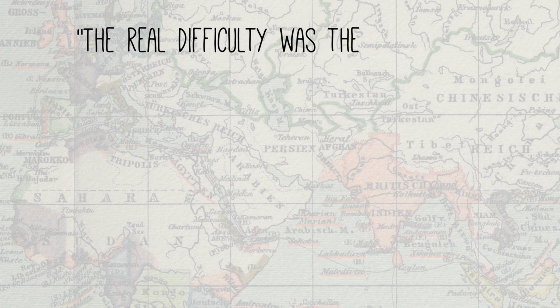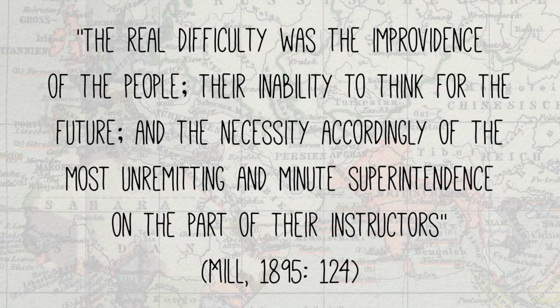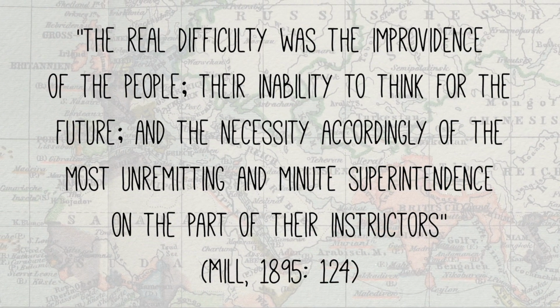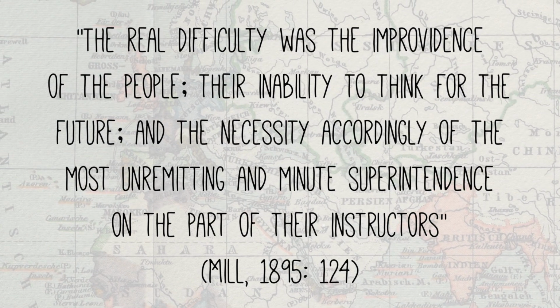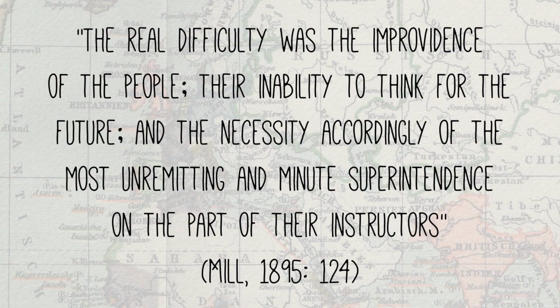Such notions of civilising the natives continued long after the Enlightenment, where reason largely replaced God as the moral arbiter. John Stuart Mill, for example, though recognising the exploitative nature of colonialism, largely came to accept that a period of political control was needed in order to civilise indigenous peoples to a point where they might be capable of self-government. Of Spanish attempts to civilise the Indians of Paraguay, he writes that the real difficulty was the improvidence of the people, their inability to think for the future, and the necessity, accordingly, of the most unremitting and minute superintendence on the part of their instructors. We see here that notion of the Spanish being required to instruct Paraguayans in how to live in a society.